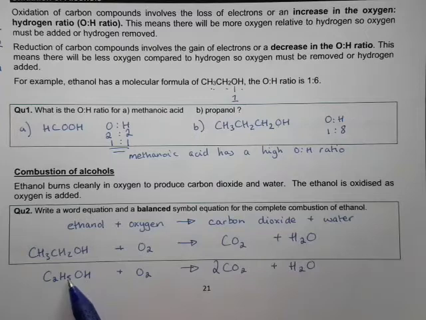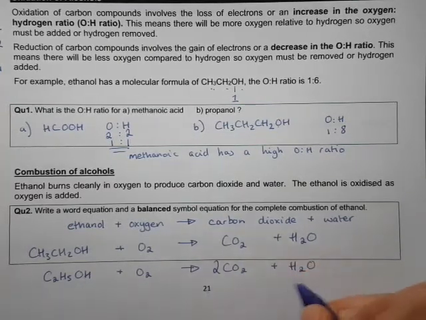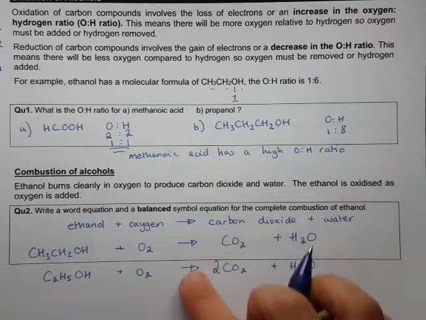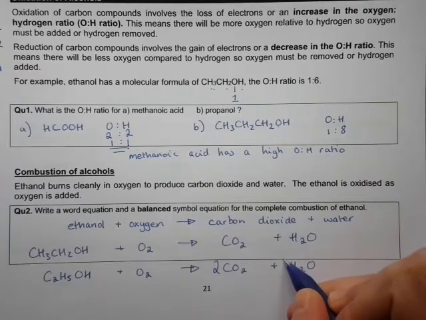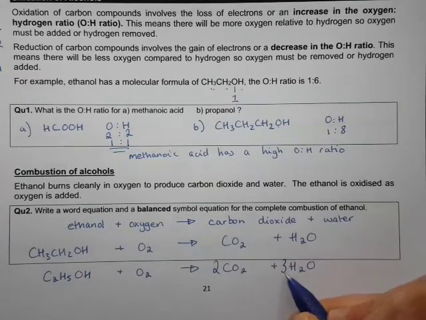I've got 1, 2, 3, 4, 5 plus 1, 6 hydrogens on this side. So I'm not writing out all of my counting here. I'm just trying to speed it up a little bit. So I've got 6 hydrogens on this side. That means I'm going to need 3 waters, because 3 times 2 will give me my 6 hydrogens.